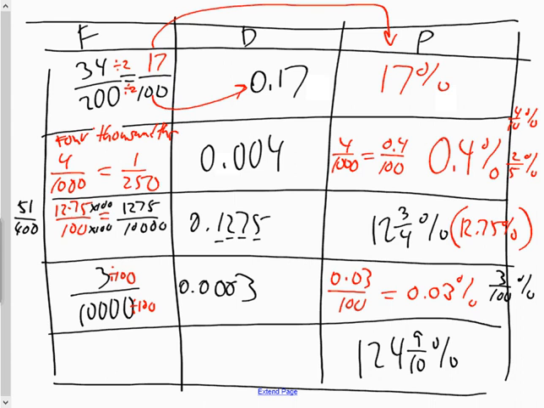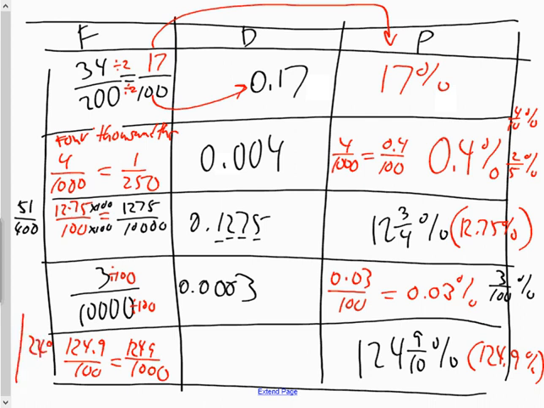And finally, your last one, 124 9/10%. In brackets, I'm going to start off by saying it's 124 9/10%, which means it's 124.9 out of 100, or 1,249 over 1,000, or 1 and 249 over 1,000. Right? We go from an improper fraction to a mixed number. How many thousands are there in 1,249? There's 1 with 249 left over. And that's easy because 1 and 249 thousandths as a decimal is 1.249.